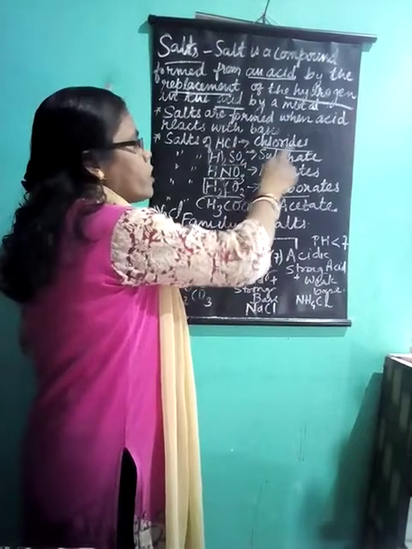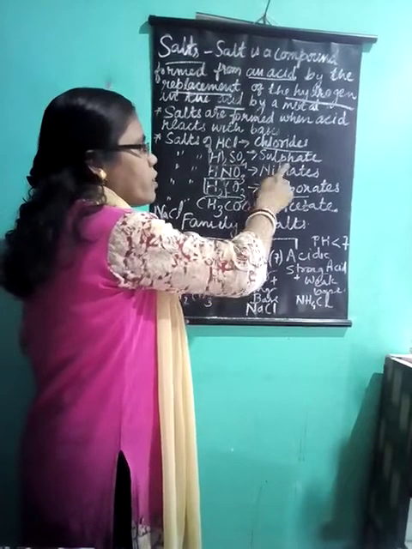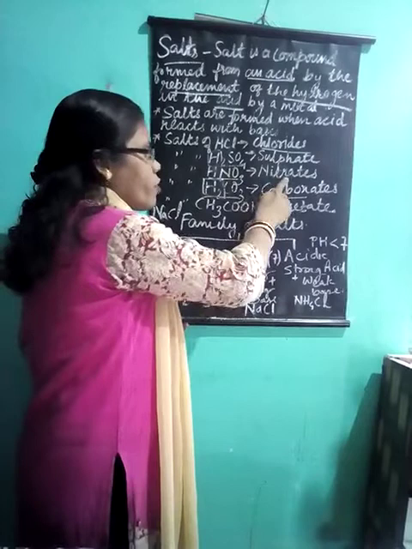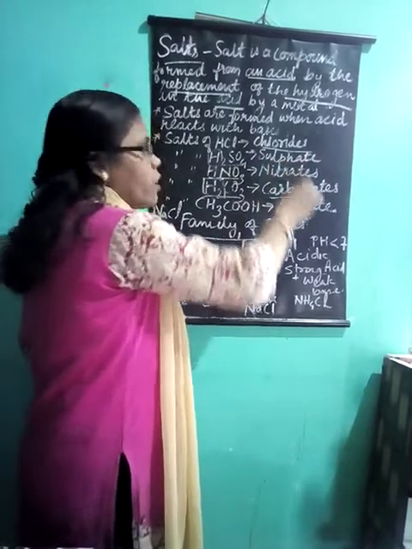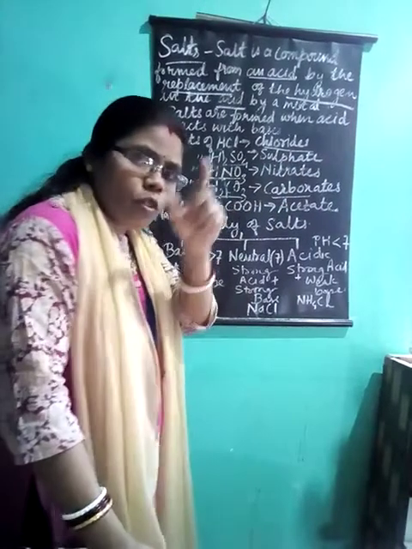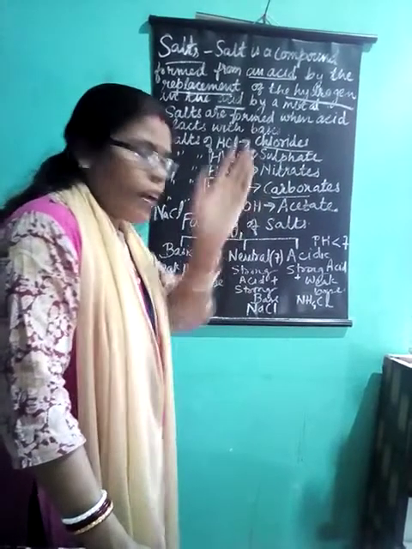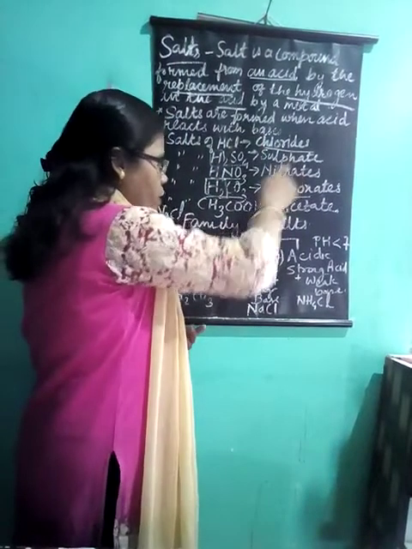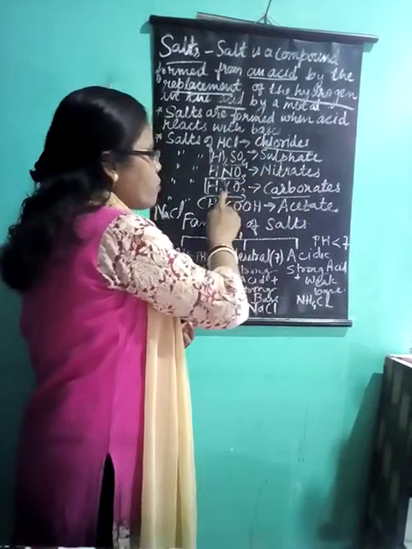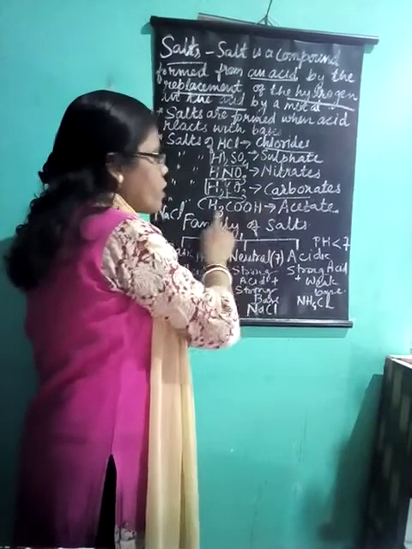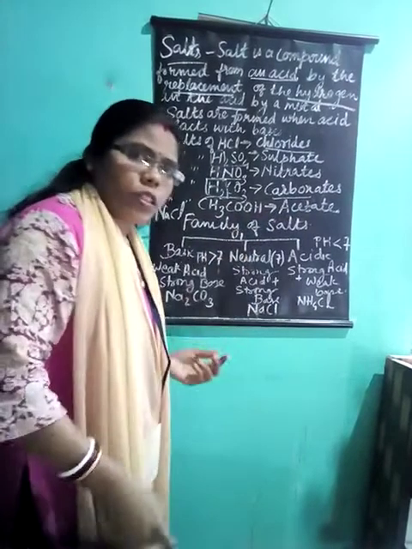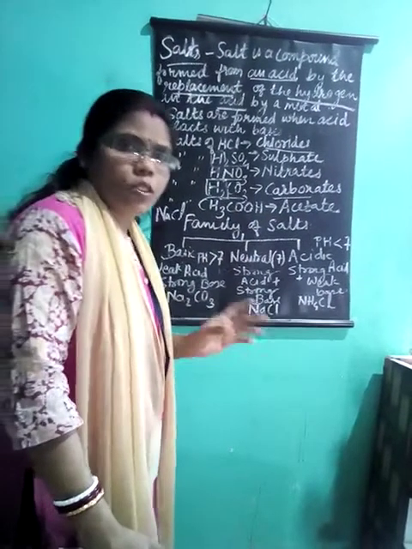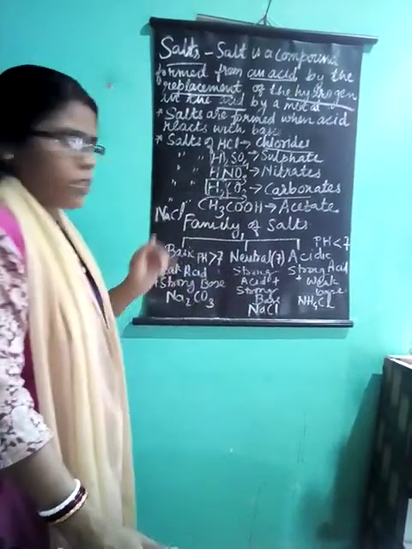For hydrochloric acid, it is chlorides. For sulfuric acid, it is sulfates. For nitric acid, it is nitrates. In the name, like sodium chloride, potassium chloride, at the end you will have chloride or sulfate. For carbonic acid, you will have carbonates. For acetic acid, you will have acetates. So, these are the compounds formed from various acids.